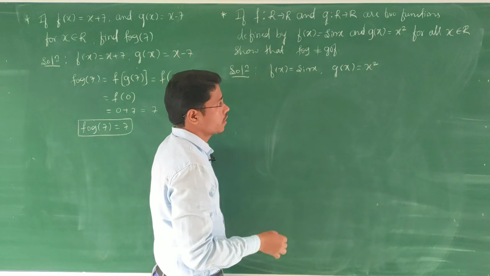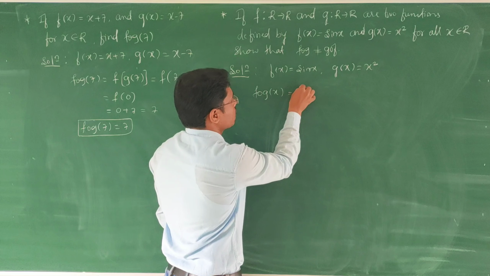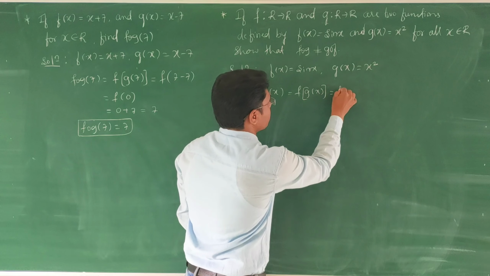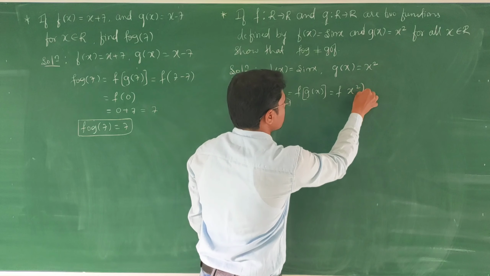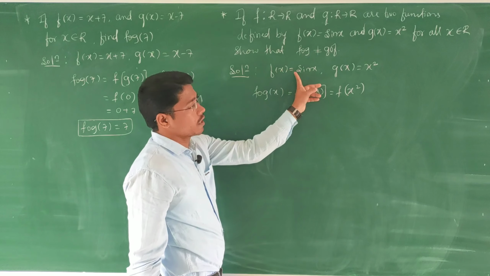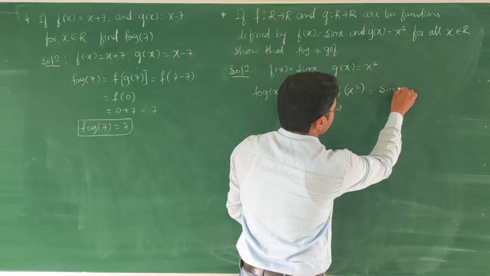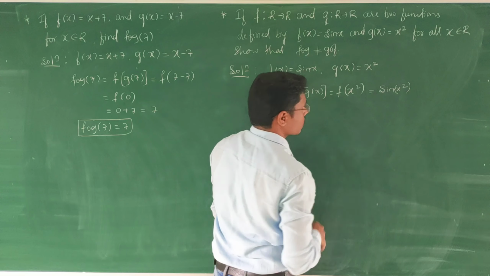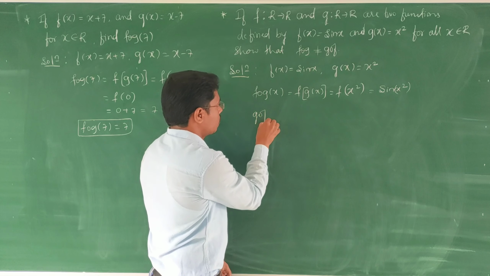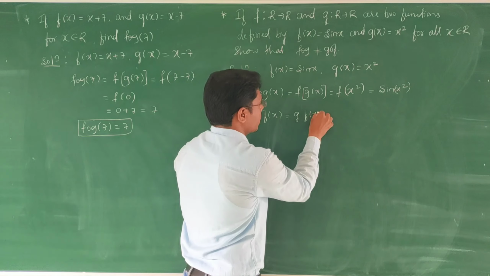Solution: f of x is sin x, g of x is x square, right? So first, fog of x equal to f of g of x. g of x is x square, so f of x square, where f of x is sin x. This is equal to sin x square. f of x square is sin x square. Now gof of x equal to g of f of x.